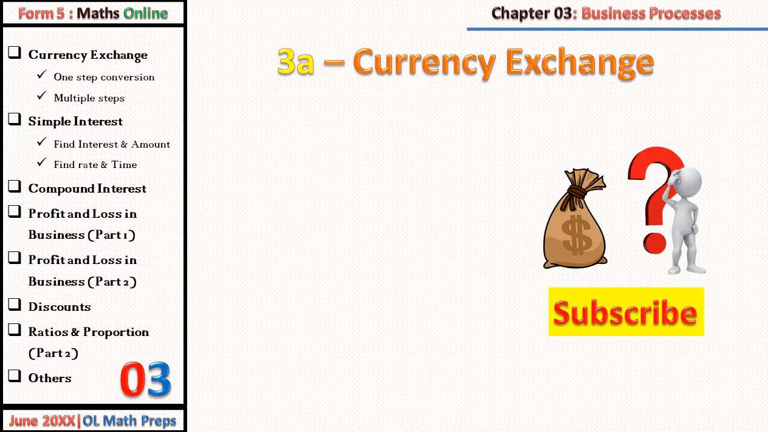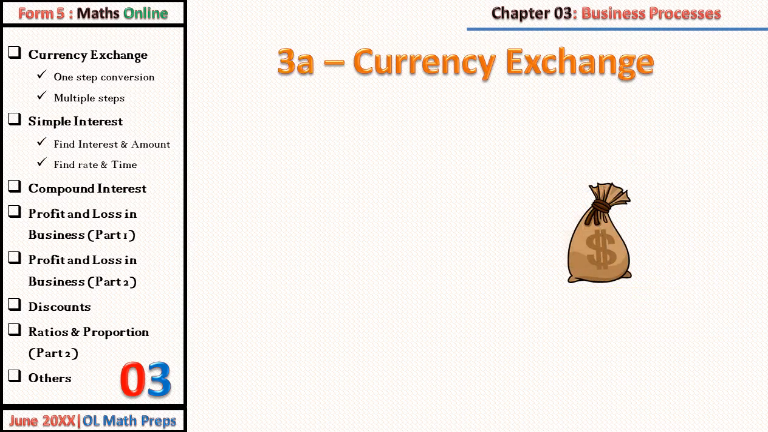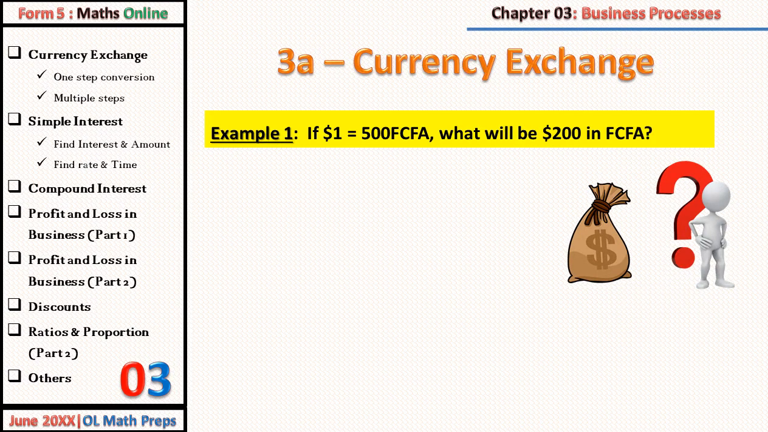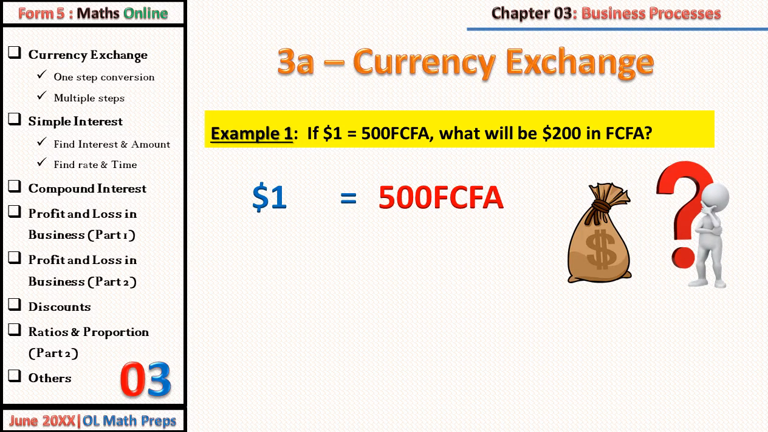Let's take some examples. If $1 equals 500 francs, what will be $200 in francs CFA? So what has been given is $1 equals 500 francs. Therefore, $200 will be equal to an unknown. We can use any variable to stand for this unknown, in this case X. Note, when working with this, all the dollars must be on one side. If the dollars are on the left hand side, they should remain on the left hand side. If you put them on the right hand side, they should remain on the right hand side. And secondly, it will be good for the unknown, that is the X, to be on the right hand side.